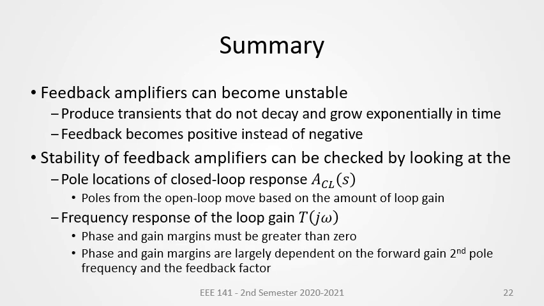The stability can also be checked with the use of frequency response plots of the loop gain. Take note, we are not checking the stability based on the plot of the closed loop gain. From the magnitude and phase response plots of the loop gain, the phase and gain margins must be greater than 0 for a stable system. The phase and gain margins largely depend on the forward gain's second pole frequency and the feedback factor of the system in consideration. The larger the feedback factor, the more likely that the phase and gain margins will be smaller.